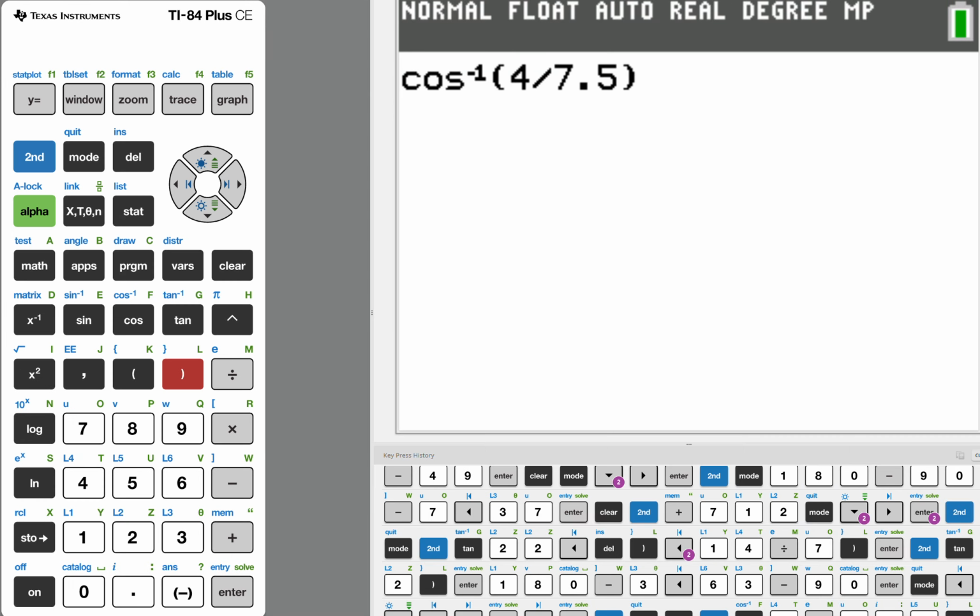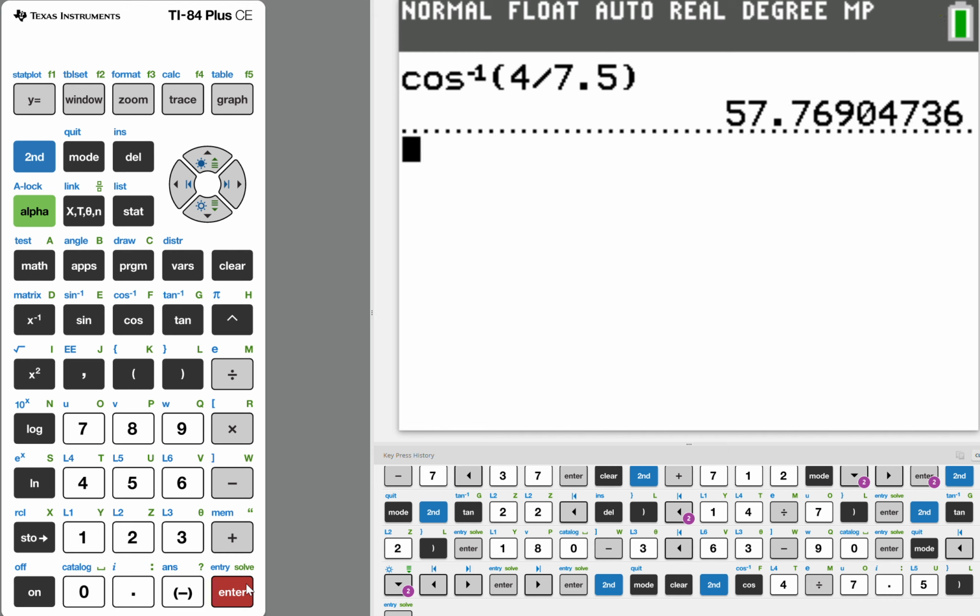Inverse cosine of 4 over 7.5. We hit enter, and it gives us 57.769, etc. Pay attention to what you're being asked, how far you're asked to round. If we're not being asked to round, I may just round this to the nearest degree.